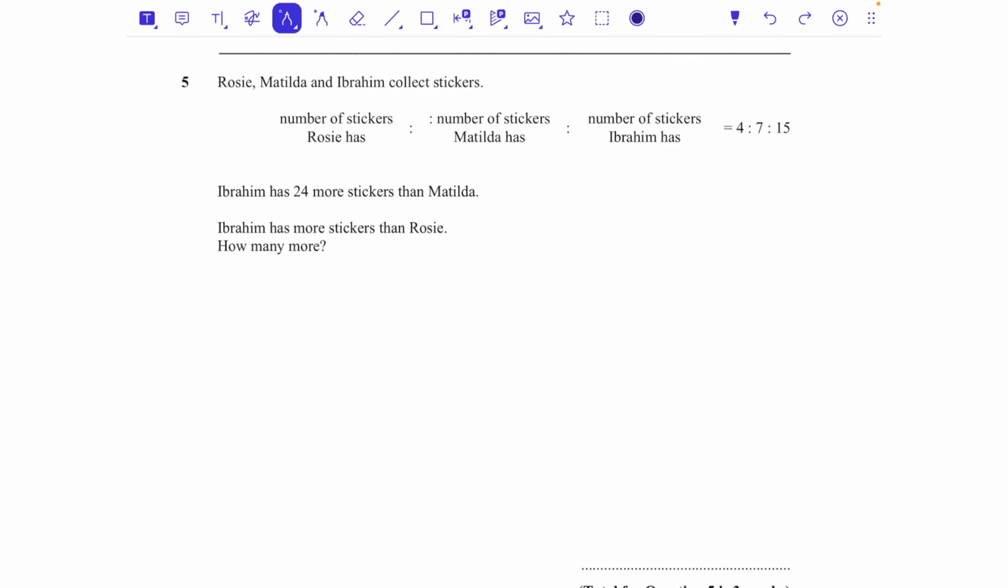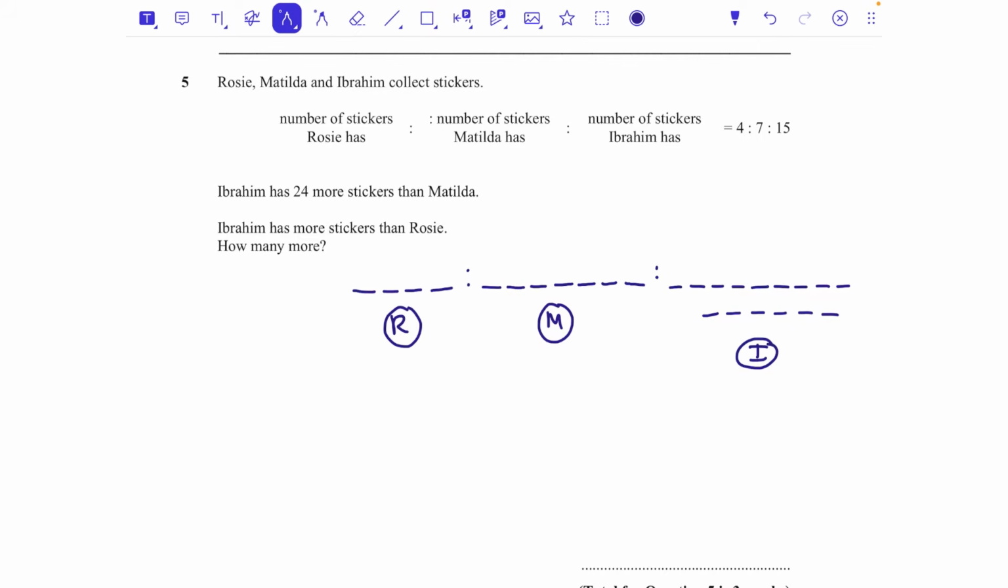Now with these, I like to do little lines for ratio. So 1, 2, 3, 4 piles for Rosie. 1, 2, 3, 4, 5, 6, 7 little piles for Matilda. And 15 little piles for Ibrahim. And we know that the number of stickers on each of these little lines has to be the same. Now, if Ibrahim has 24 more stickers than Matilda, he's got 8 extra little lines. Okay, so Matilda has 7 little lines and Ibrahim has 15 little lines.